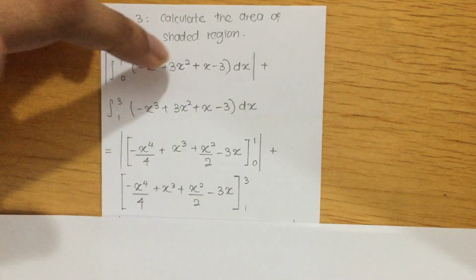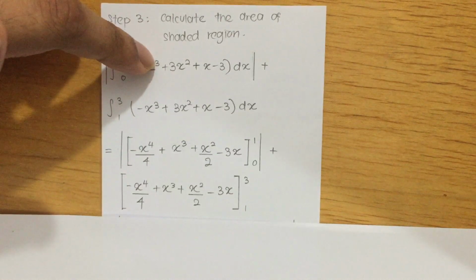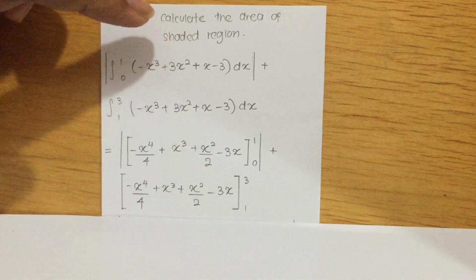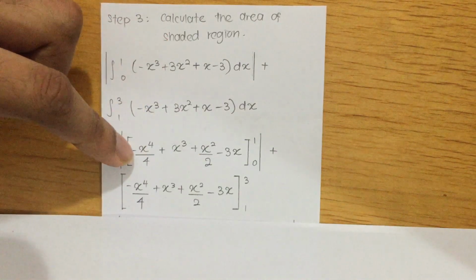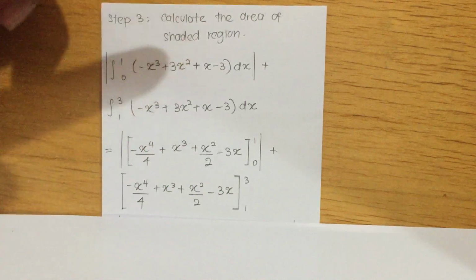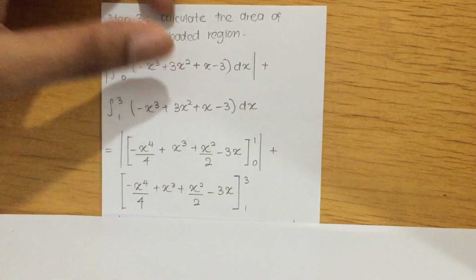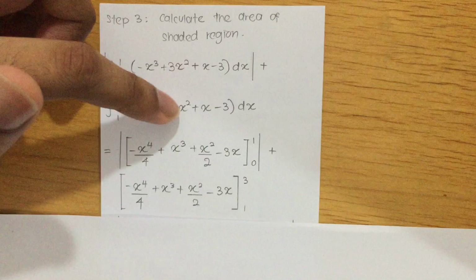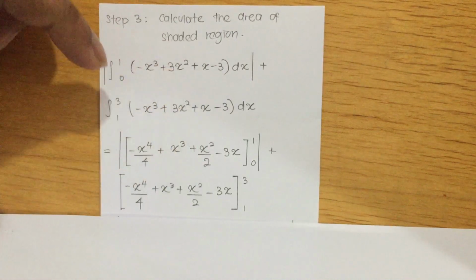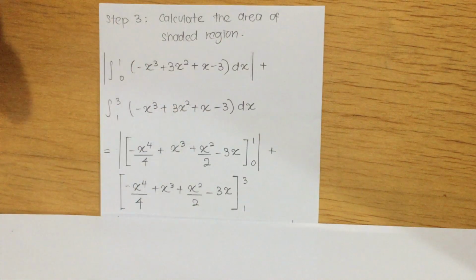Okay, for the first part 1 and 0, negative x power of 3, so x power of 3 will have the power increased by 1, so you'll get x power of 4. That 4 you need to divide as well, so from here you get negative x power of 4 over 4. 3x squared, x squared will increase the power by 1, so you'll get 3x cubed. So when your power is added by 1, so 3x power of 3, the power you need to divide as well. So 3x power of 3 divided by 3, you should be getting x cubed.